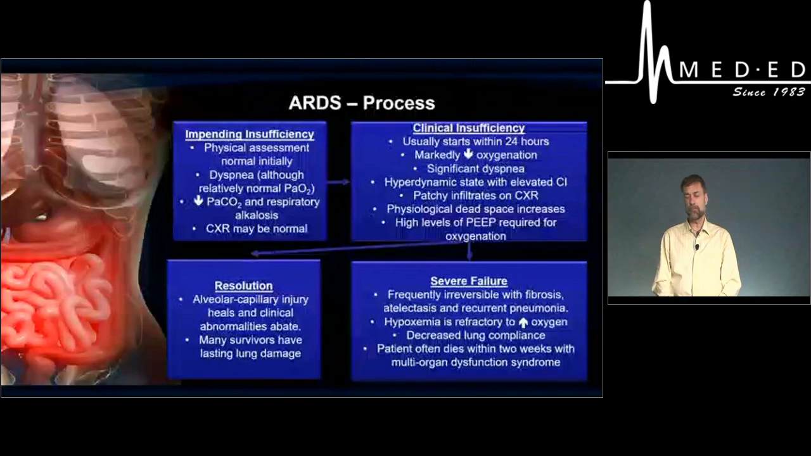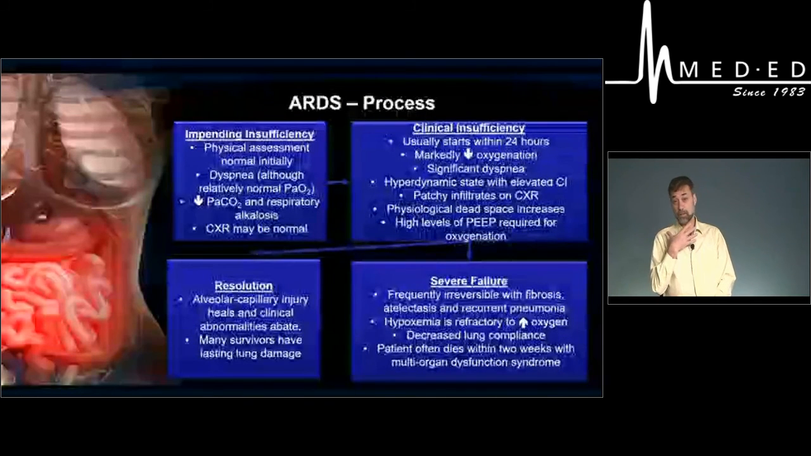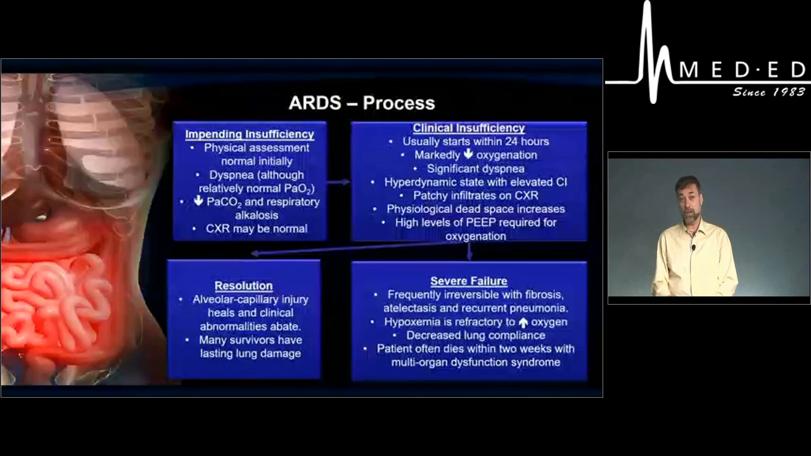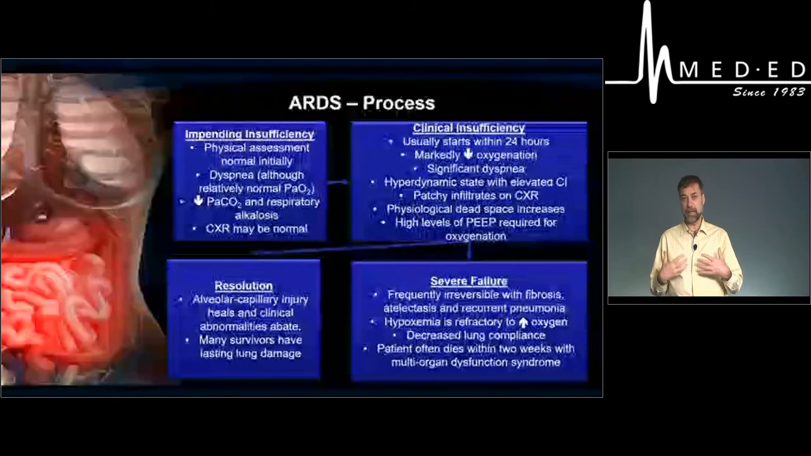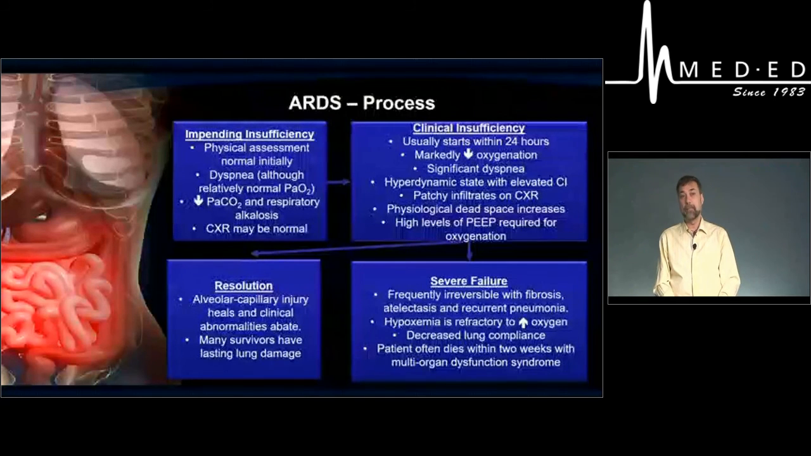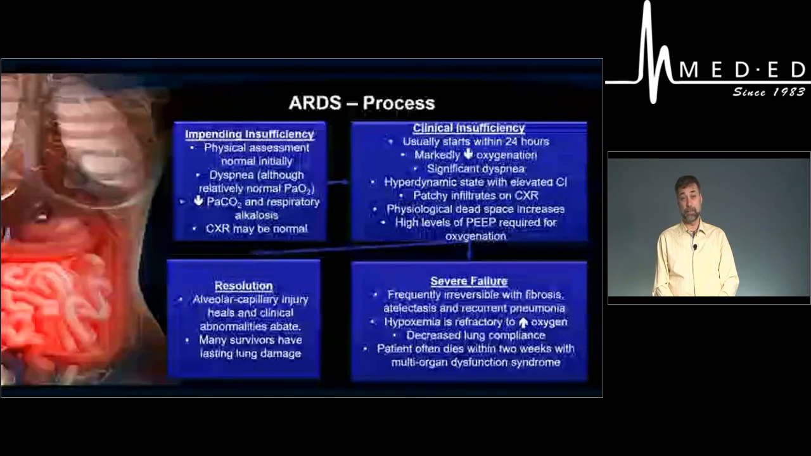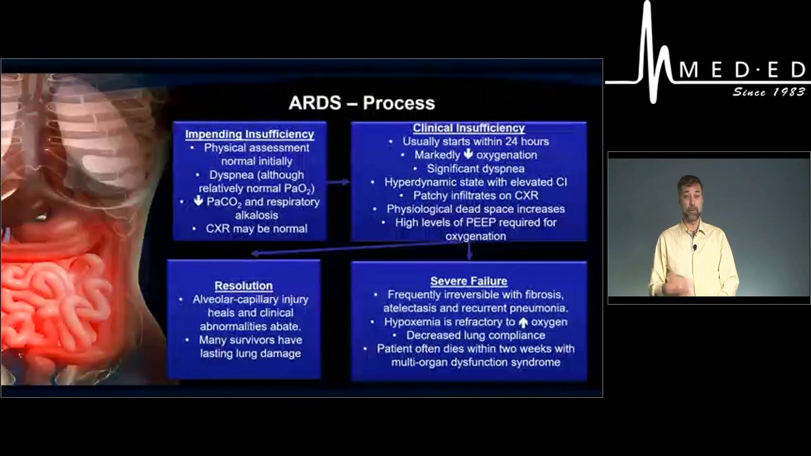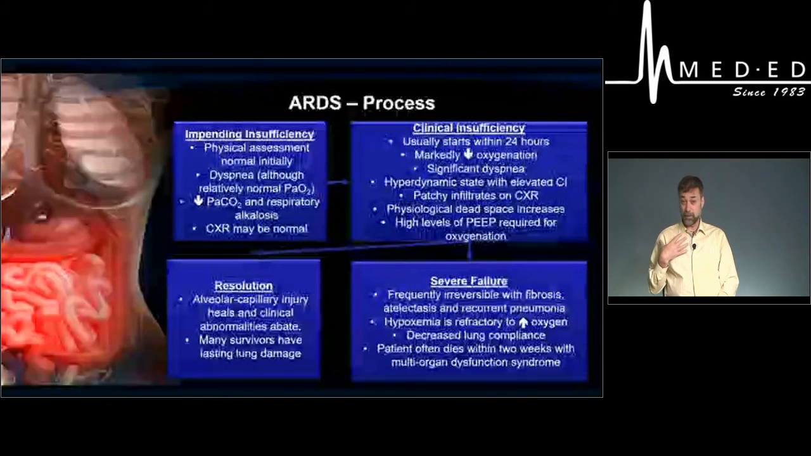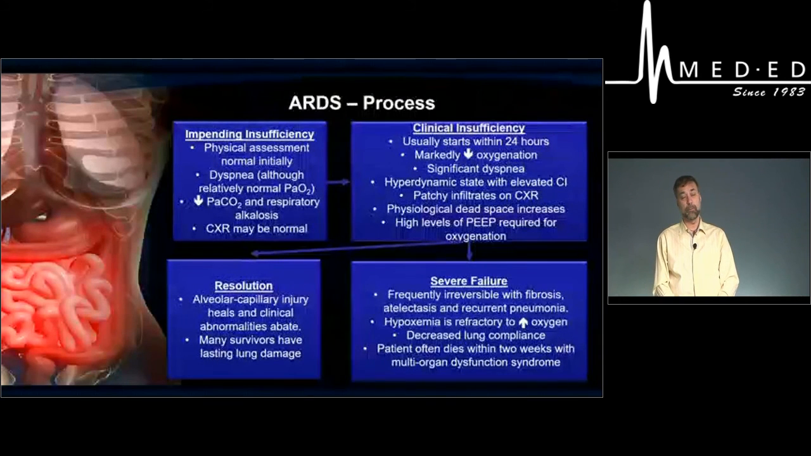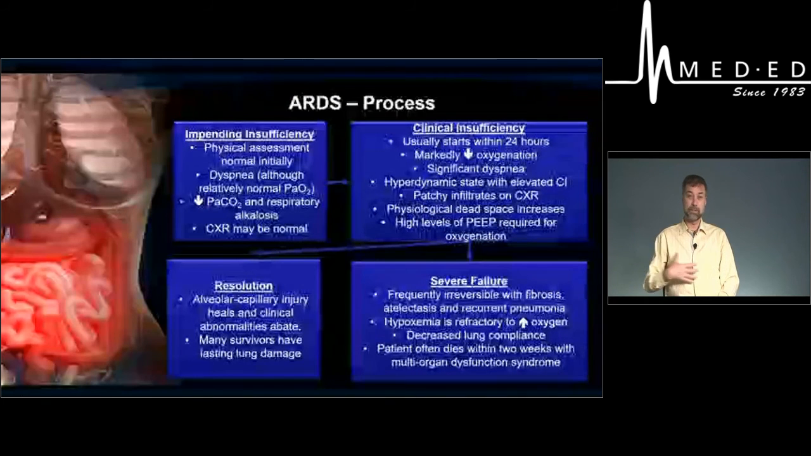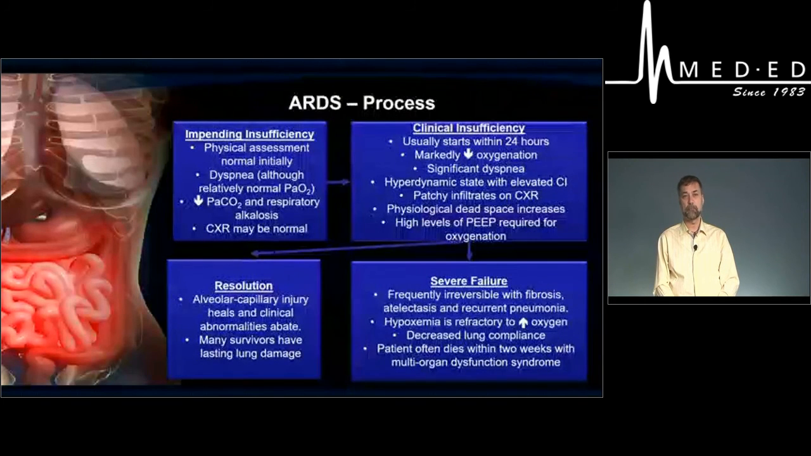But typically within 24 hours of onset of ARDS, the lungs just fill with fluid, the patient's oxygen levels rapidly drop, and they become increasingly dyspneic and get into a lot of trouble. They can have a markedly decreased oxygenation. As the lungs fill with fluid, they develop a hyperdynamic state and their cardiac index may elevate. Now the X-ray is going to show massive pulmonary edema, yet the cardiac silhouette will be normal because this is not a cardiac failure. So you have a normal sized cardiac silhouette with significant pulmonary edema.